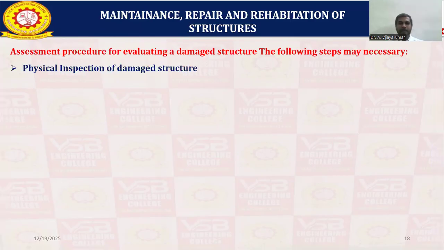Physical inspection of a damaged system. When you identify a damaged system, we need to look into the physical inspection with the naked eye. We need to look visually for cracks, any corrosion, electrical failures, plumbing failures, foundation settlement, and any beam, column, or slab failure. Everything we need to look at properly in the physical inspection. After physical verification, whatever we observed, we need to prepare proper documentation, including photographs.